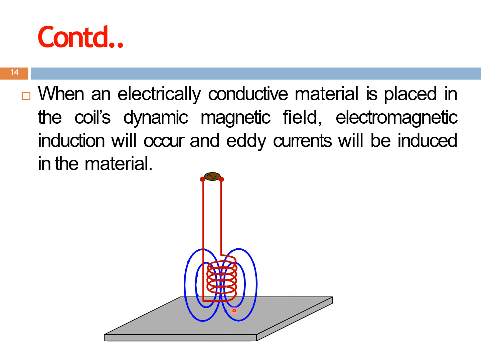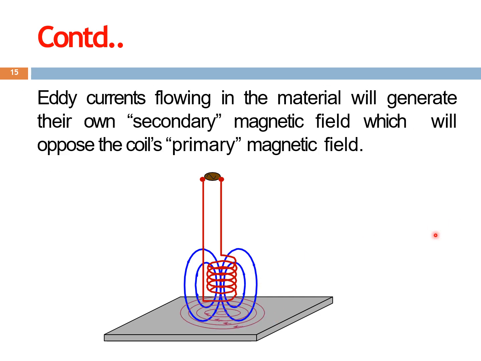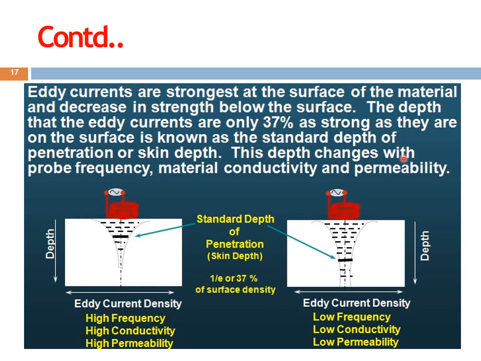They will form closed loops, and a secondary magnetic field is also produced that opposes the primary field. It won't be equal, sorry, it won't be equal. As a result of eddy currents, a secondary magnetic field is produced. This secondary magnetic field will oppose the primary magnetic field. As mentioned before, eddy currents flowing in the material will generate their own secondary magnetic field.